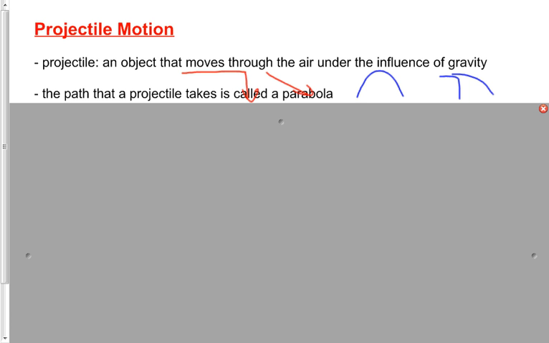Now, sometimes that parabola might be stretched out. Sometimes it might be narrower and higher, depending upon the initial velocity and so on of the object, but it's always going to be a parabola.